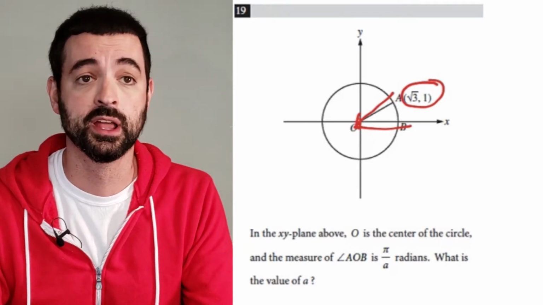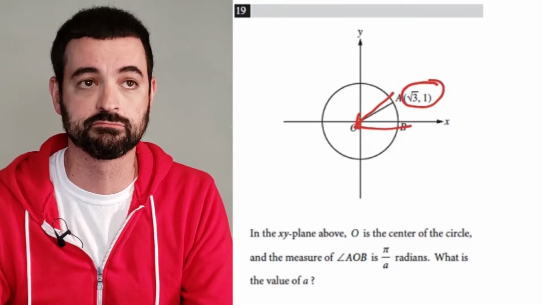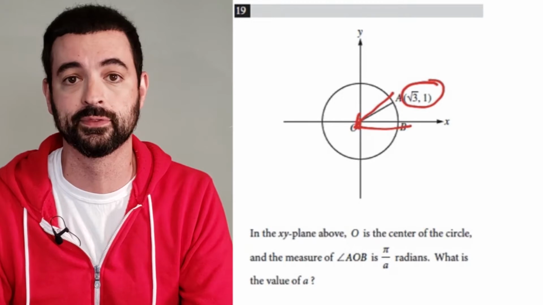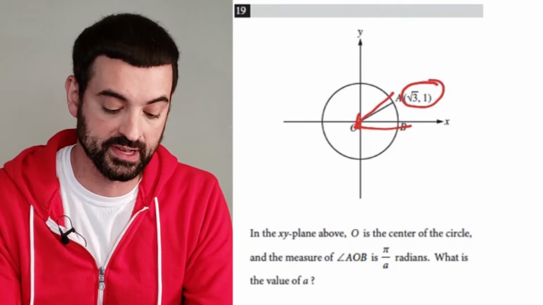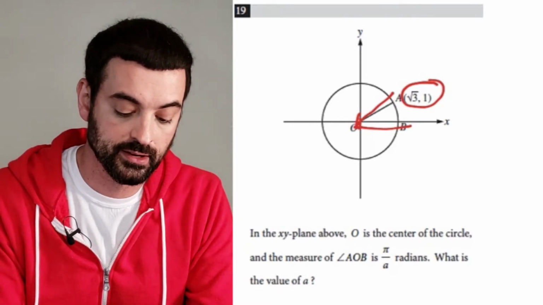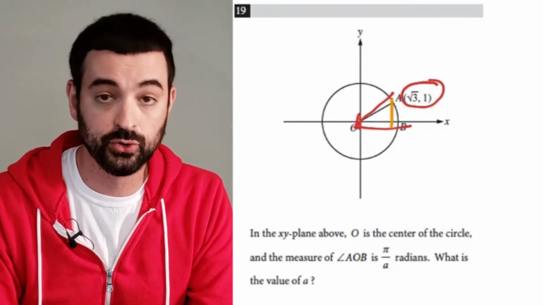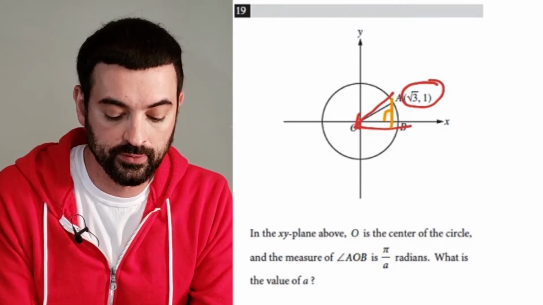which isn't insane because if you have studied the unit circle, you know that 30, 60, 90 triangles are one of the pillars of the unit circle. That's a discussion for another time. If we draw a triangle from point A to the x-axis, we make a right triangle.